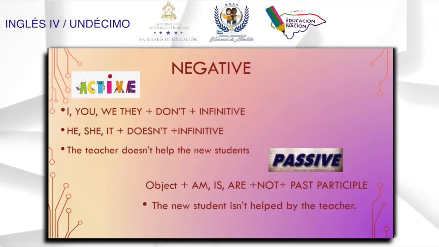Negative sentences. The active, how do we write them? I, you, we, they plus don't plus infinitive. He, she, it plus doesn't plus infinitive. The teacher doesn't help the new students. This is the example of an active sentence. A passive, how do we write a passive sentence? Object plus am, is, are plus not plus past participle. The new student isn't helped by the teacher.